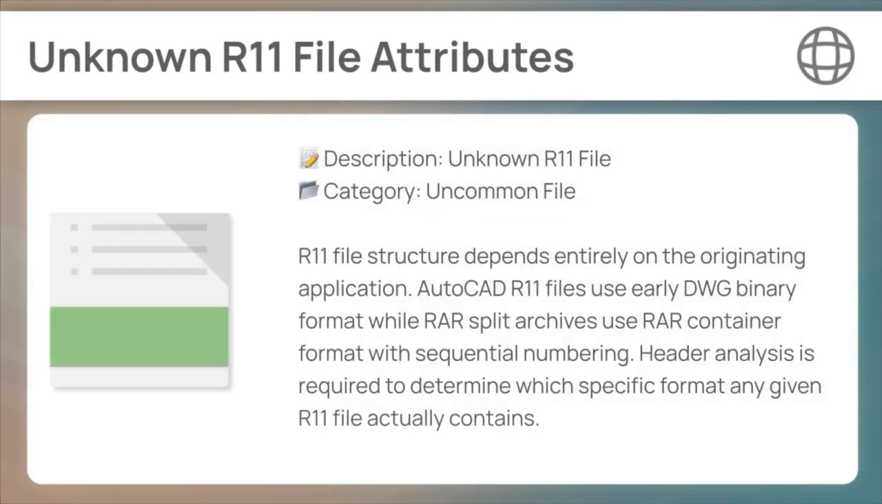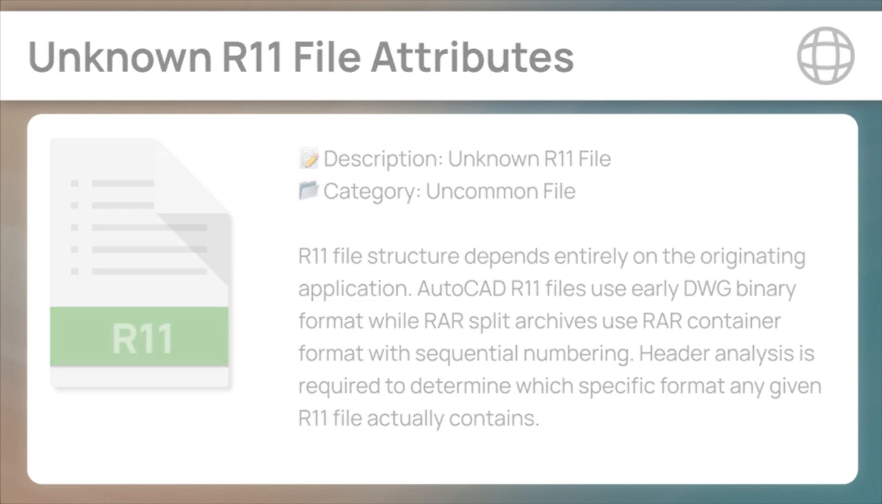R11 file structure depends entirely on the originating application. AutoCAD R11 files use early DWG binary format, while RAR split archives use RAR container format with sequential numbering. Header analysis is required to determine which specific format any given R11 file actually contains.